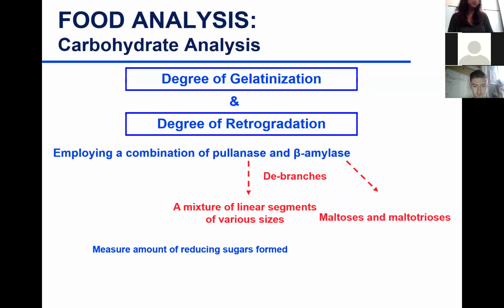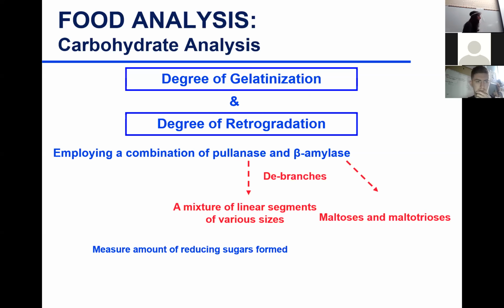All right, so what we have next is measuring degree of gelatinization and degree of retrogradation. So remember at the beginning of the carbohydrate section, I asked this question of can we use the same method for measuring both degree of gelatinization and degree of retrogradation? And the answer is yes. So in this case, we use the two enzymes that do not act on raw starch and retrograded starch. They only act on gelatinized starch.